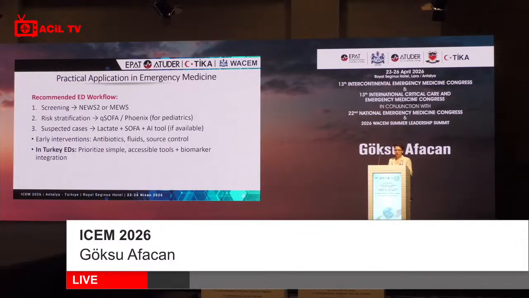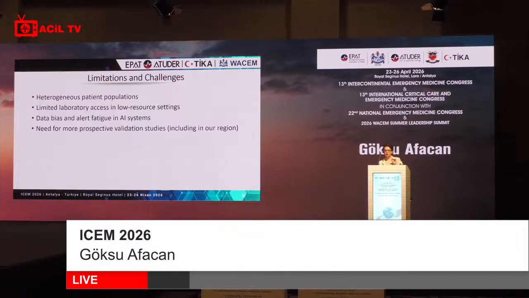So, how should we apply this in daily practice? A reasonable emergency department workflow starts with screening using NEWS-2 or NEWS, followed by risk stratification with qSOFA or the Phoenix score in children. In suspected cases, we add lactate measurement, also SOFA calculation, and when available, we can use AI support.